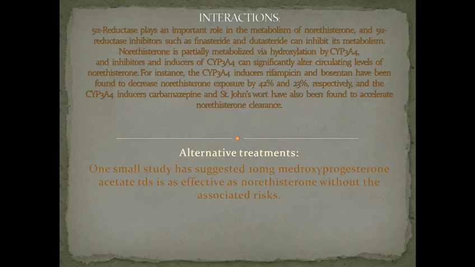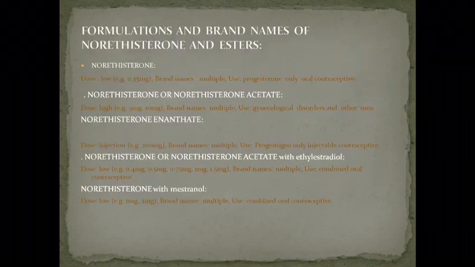For instance, the cytochrome 3A4 inducers rifampicin and bosentan have been found to decrease norethisterone exposure by 42% and 23% respectively. As an alternative treatment, one small study has suggested 10 mg medroxyprogesterone acetate TDS is as effective as norethisterone without the associated risks.